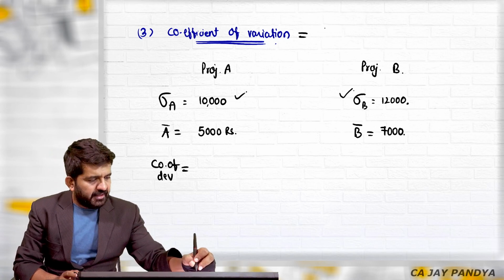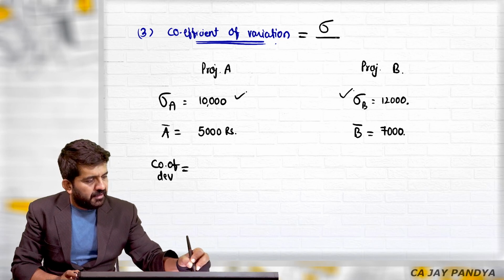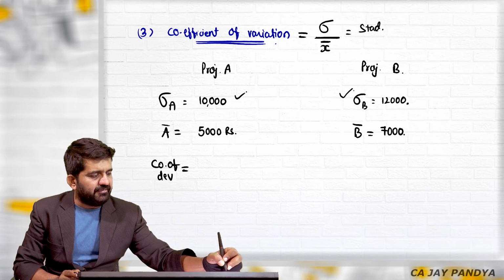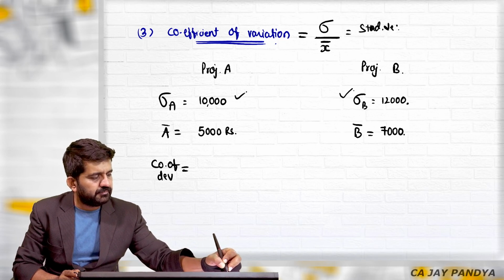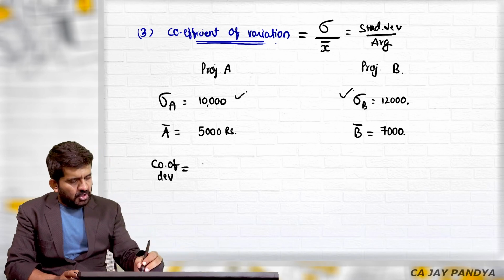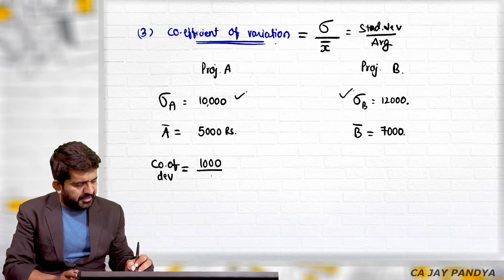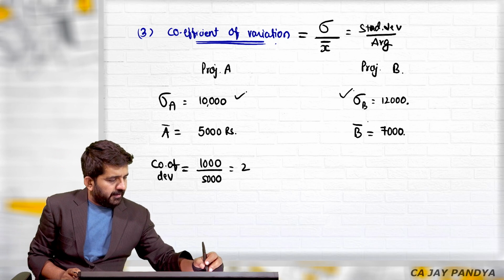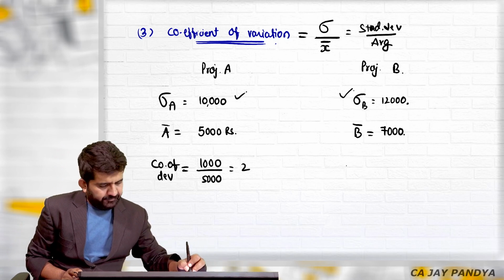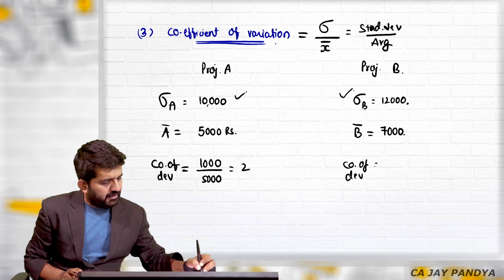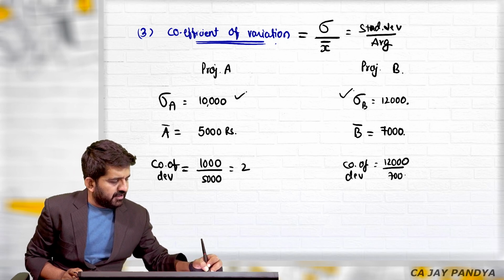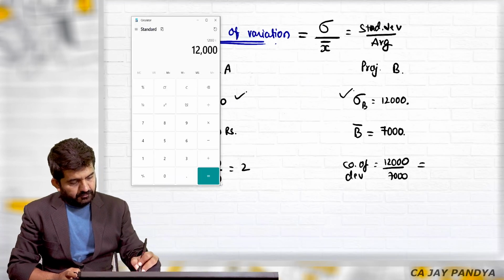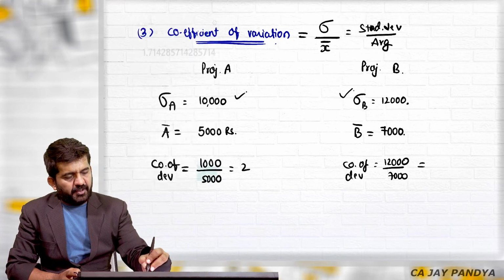Try to concentrate. I take standard deviation divided by X bar. What is the standard deviation? 10,000. What is the average rate of return or average cash flow? 5,000. What will be the coefficient of variation? 2. The coefficient of variation of B will be 12,000 divided by 7,000, which is 1.71.